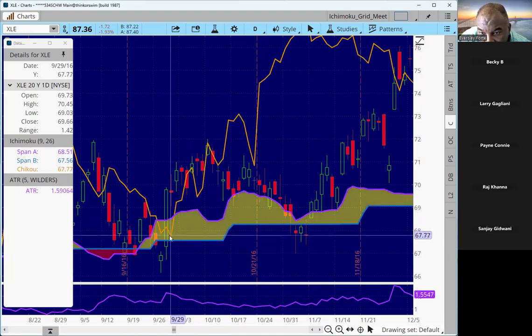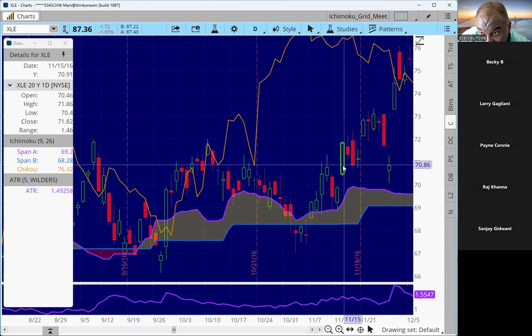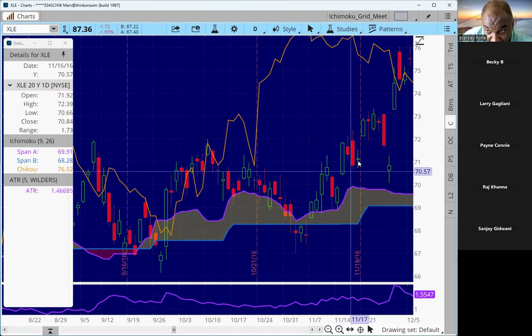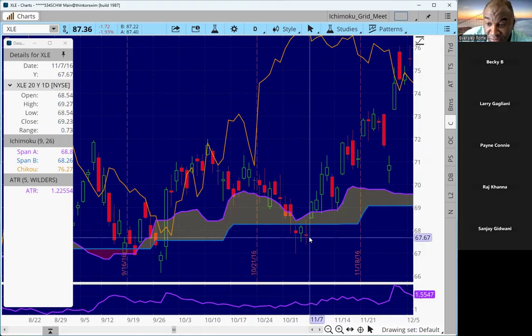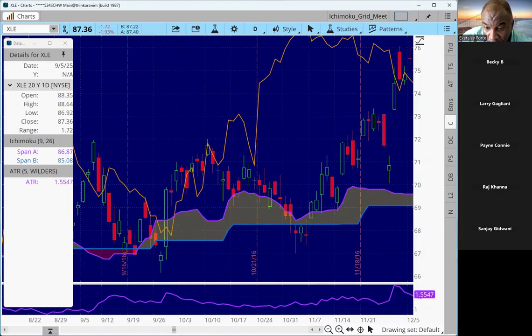Hey, the Chiku is inside of the cloud. Not valid. This one would not be valid because the Chiku was inside the cloud. If the Chiku was above the cloud, then I'd have a valid trade. And I'm going to have different trades valid here because we don't just trade one strategy, we trade multiple strategies. So we will have a different strategy valid to catch this move, just not this particular one.